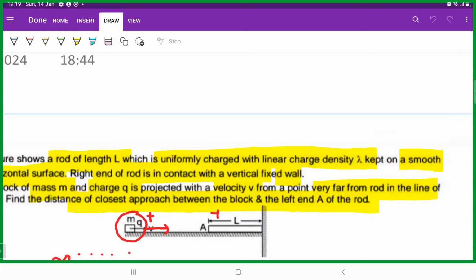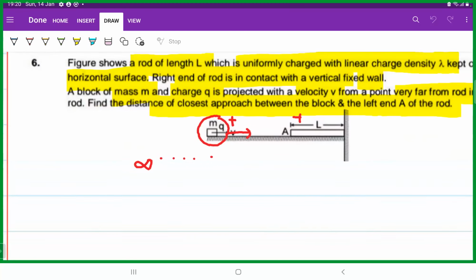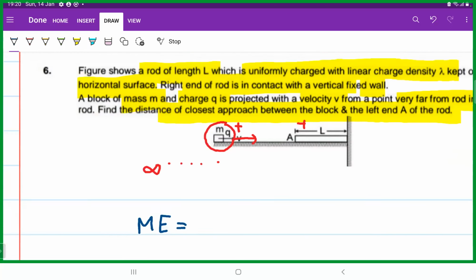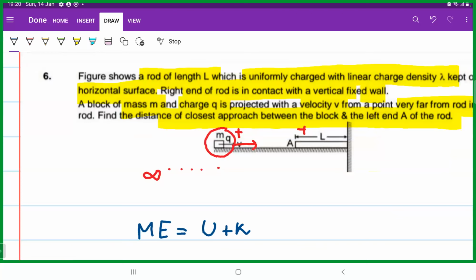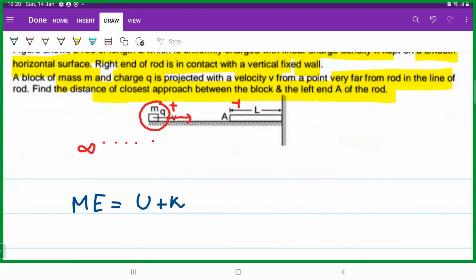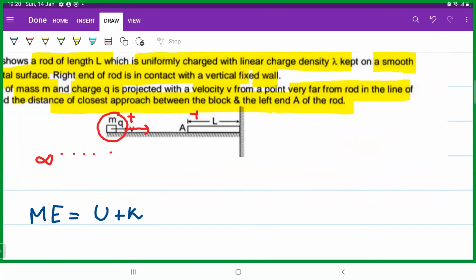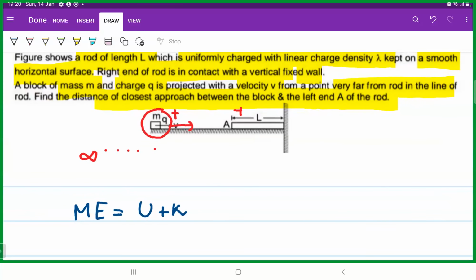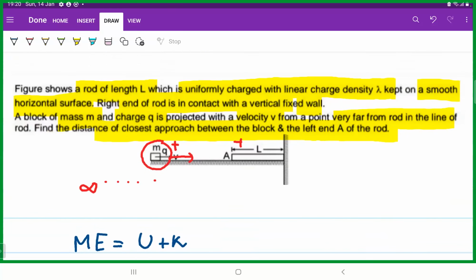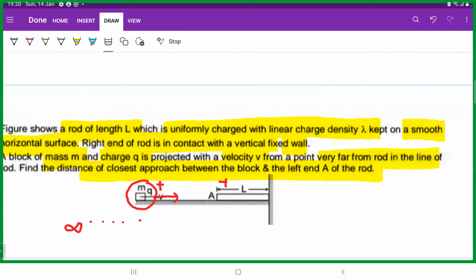Now this is the concept which we will be using, and we use the law of conservation of mechanical energy to solve these kinds of questions. It's very obvious. So, what is mechanical energy? It's equal to U plus K, where U is potential energy and K is kinetic energy. So let's find the value of U when it's a distance x away. Let me show you in this diagram.